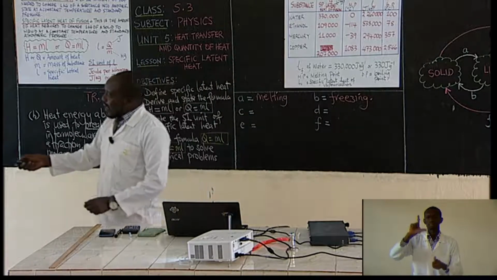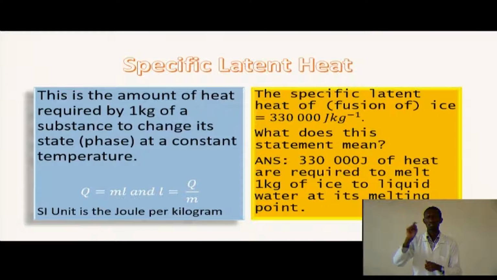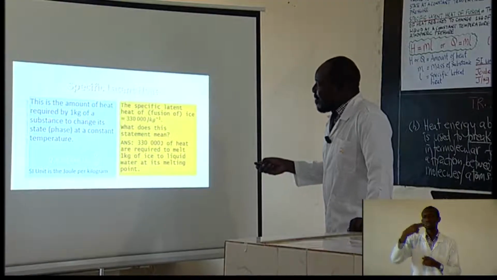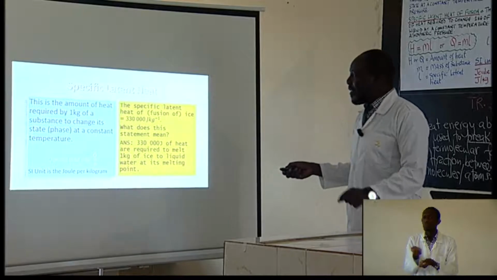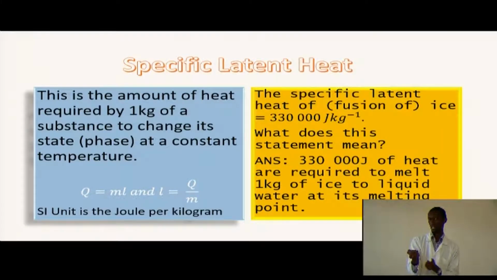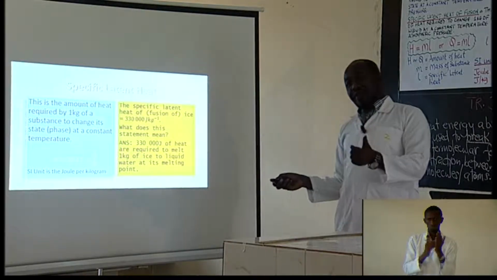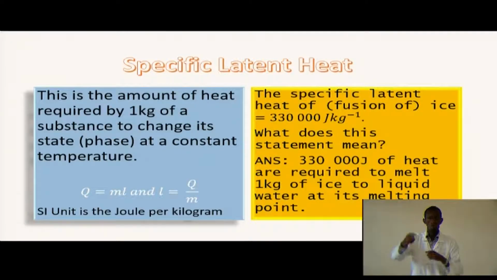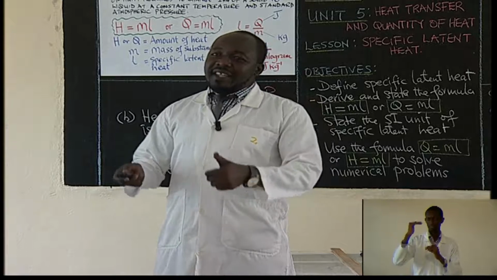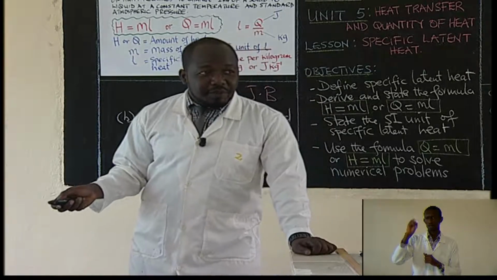Now, last time we defined latent heat, only this latent heat, without the word specific. And if you remember, I told you, specific refers to how many kilograms? 1 kilogram. In this case, 1 unit. So, specific latent heat is the amount of heat required by 1 kilogram of a substance to change its state or phase, okay, this word phase, at a constant temperature. You can also go ahead and add the words at standard atmospheric pressure, because that should happen at a standard atmospheric pressure.